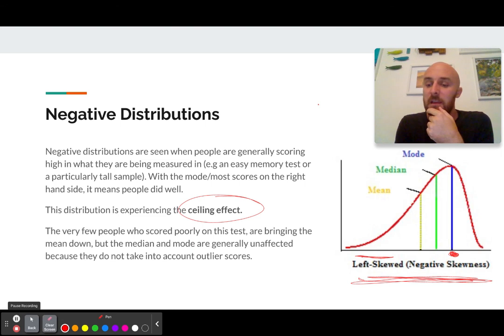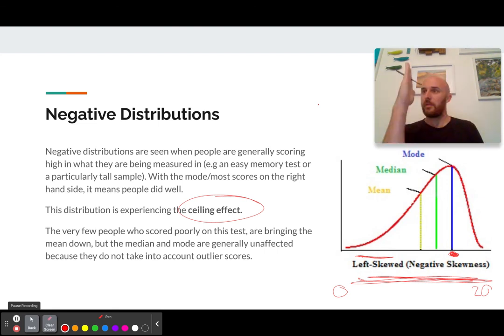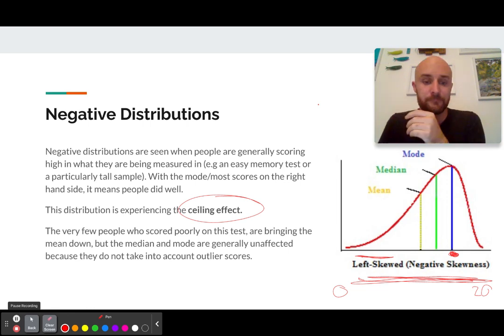This is experiencing the ceiling effect for the same reason. Let's say the score is out of 20. You can't get 22 out of 20. So that is a solid ceiling, if you will, out of 20. You cannot get beyond that. You cannot get 21 out of 20, you cannot get 22, 24, 30 out of 20. And so these scores are basically just bunching up against that higher limit.